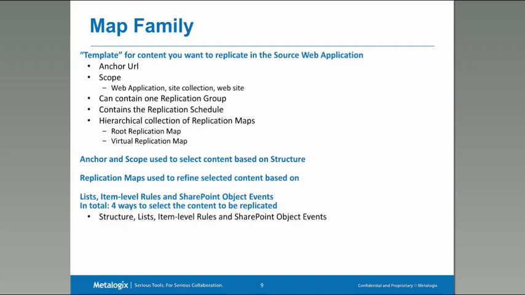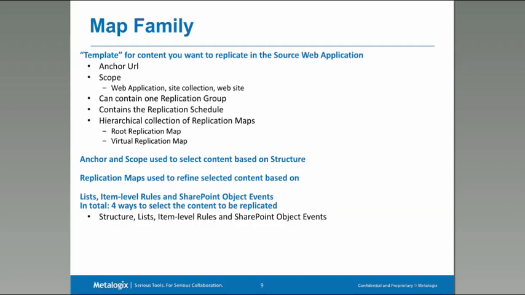Each of those map families will contain a replication group, and those map families can also contain a replication schedule. Okay. And what you get whenever you define a map family is a hierarchical collection of replication maps, and we'll see a representation of those in a second. So the anchor and the scope are used to select the content based on the structure of your farm, or of your web application, I should say.